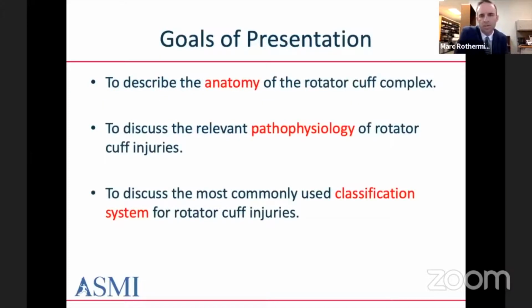The goals for this initial presentation are to describe the anatomy of the rotator cuff complex and some of the common rotator cuff tear patterns, to discuss the relevant pathophysiology of common rotator cuff injuries, and then to discuss some of the more commonly used classification systems for rotator cuff injuries. You'll see as we go through, there are several ways to describe rotator cuff injuries. That matters in terms of specifically research that we do and how to describe things using a common language.